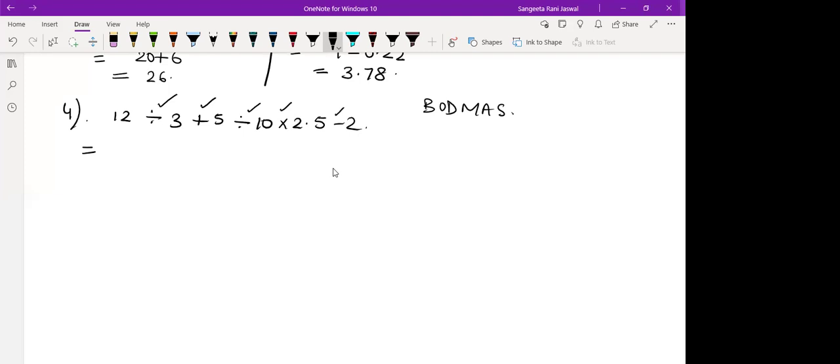Ma'am, 4. What will you do first? Ma'am, we should divide first. The answer is 4, ma'am. When you divide this, you get 4.